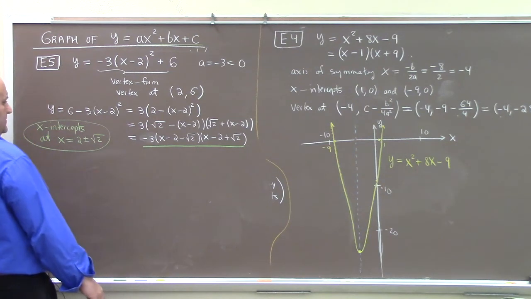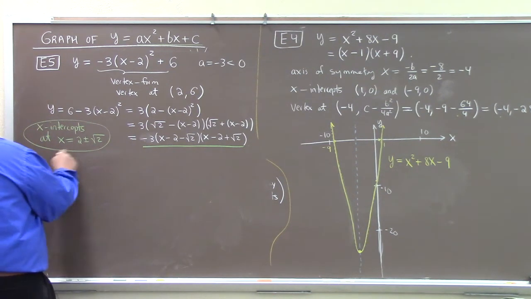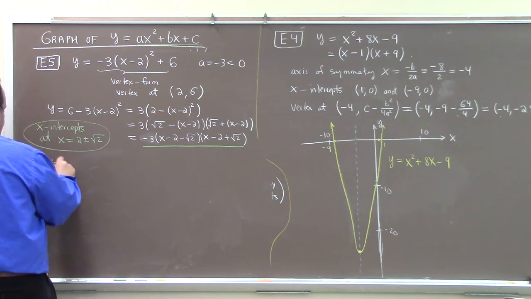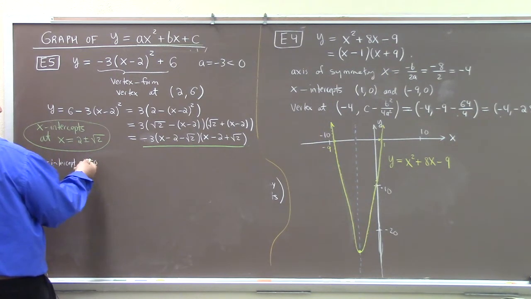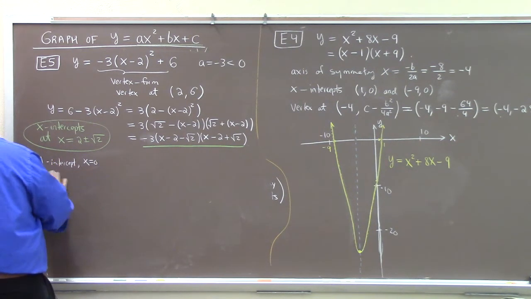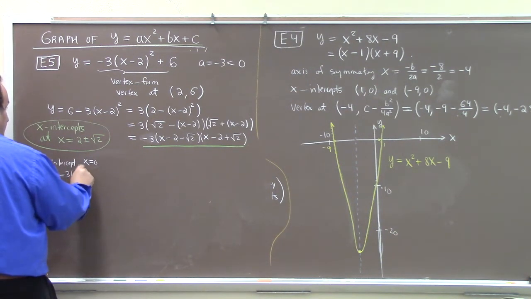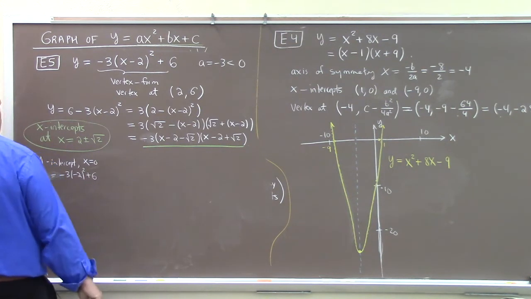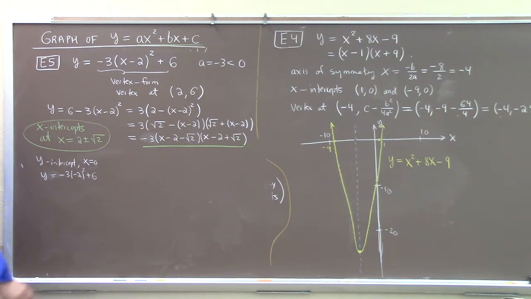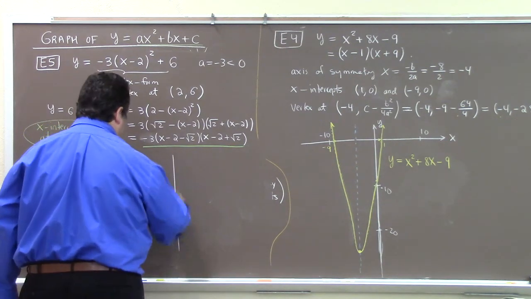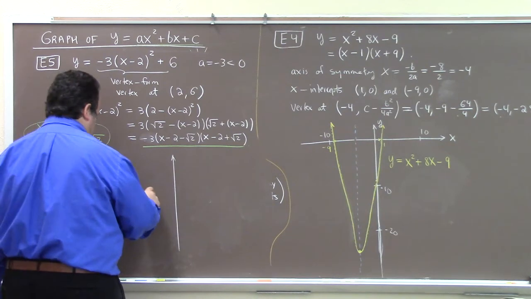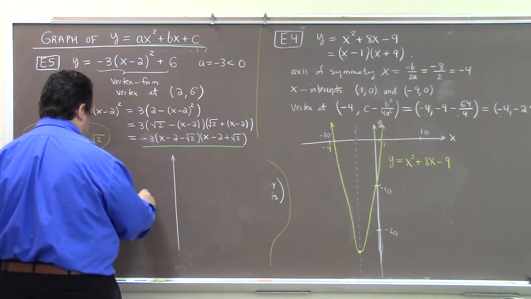What's the y-intercept of this? Y-intercept, I should probably get that too. We put x equals 0 to find that. So if you plug in x equals 0, you get y is equal to minus 3 times (minus 2) squared plus 6, which is minus 12 plus 6, which is minus 6. All right, so try to put it all together here. We've got a y-intercept of minus 6.